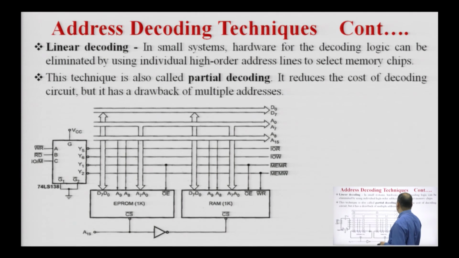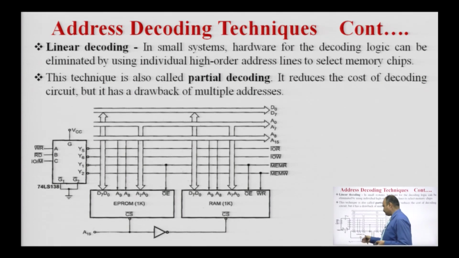The address lines A8 to A15 are used to carry the high order address, the data bus is used to carry the data, and A0 to A7 address lines are used to carry the low order address. Again, 1 kilobyte of EEPROM and 1 kilobyte of RAM are used. Here, with the help of address line A15 and an inverter, we can enable or select the chips in linear decoding.